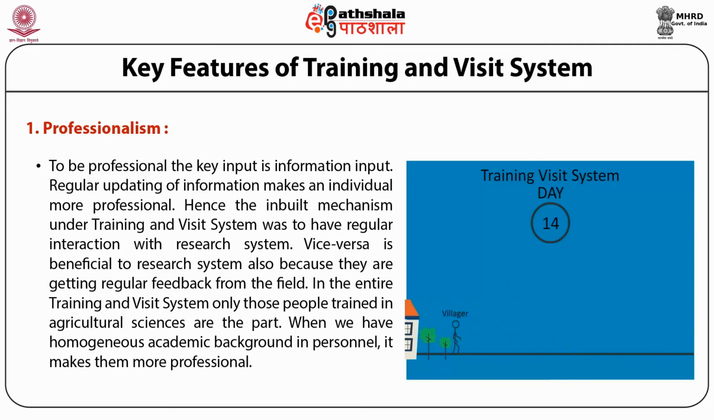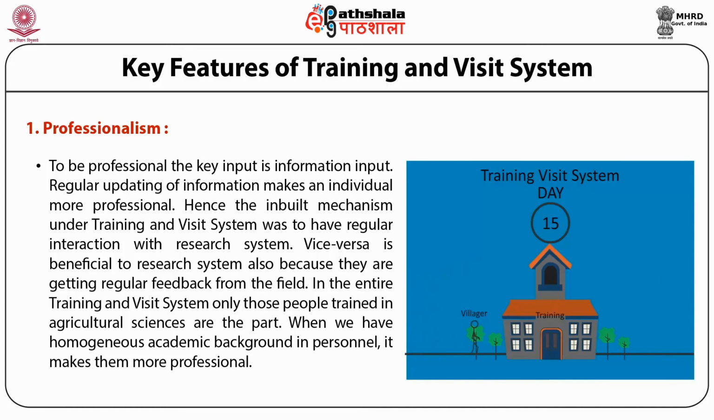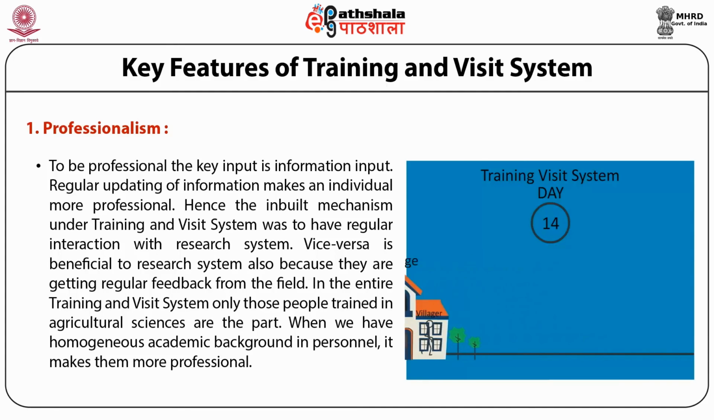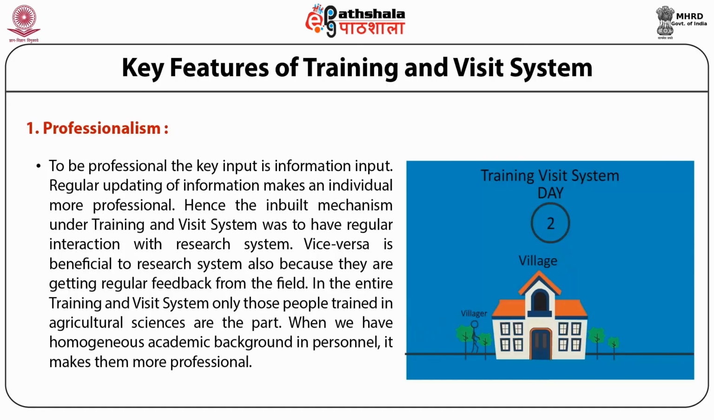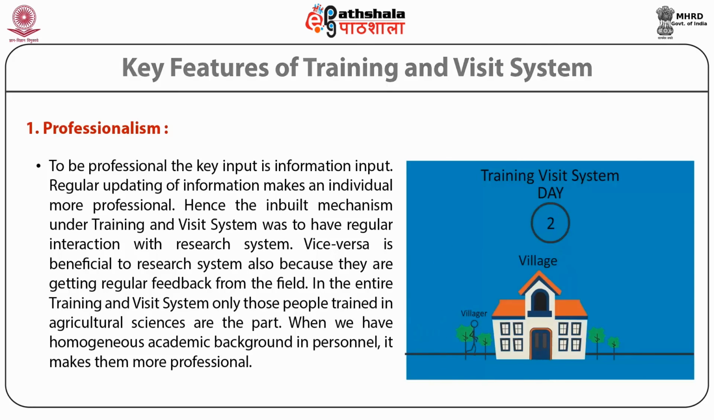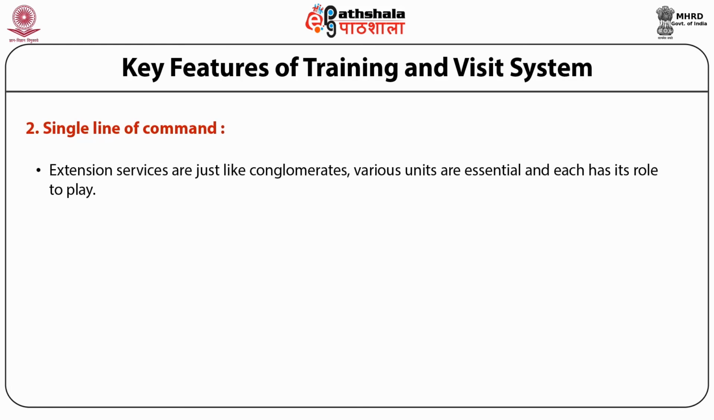Hence, the inbuilt mechanism under the training and visit system was to have regular interaction with the research system. The reverse is also beneficial to the research system because they get regular feedback from the field. In the entire training and visit system, only those people trained in agricultural sciences were part of it. When we have a homogeneous academic background in personnel, it makes them more professional. The second key feature of the training and visit system is single line of command. Extension services are just like conglomerates.